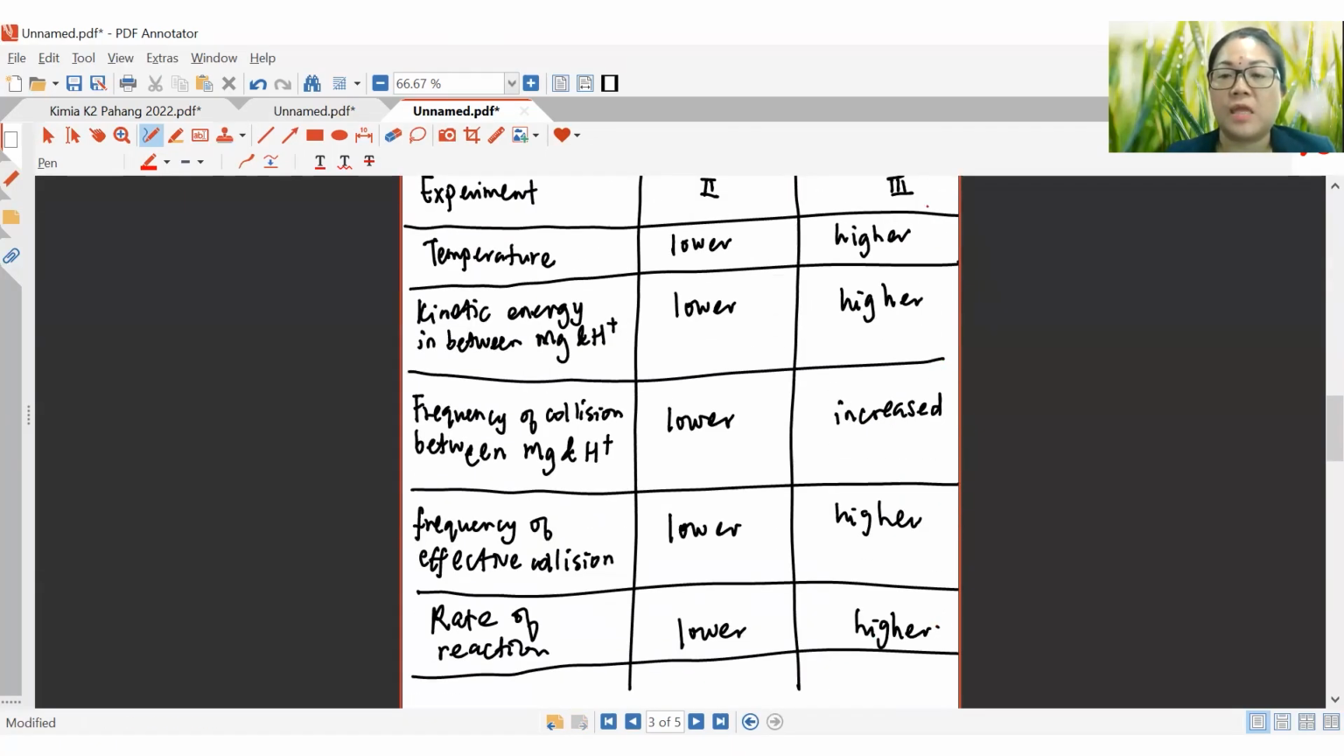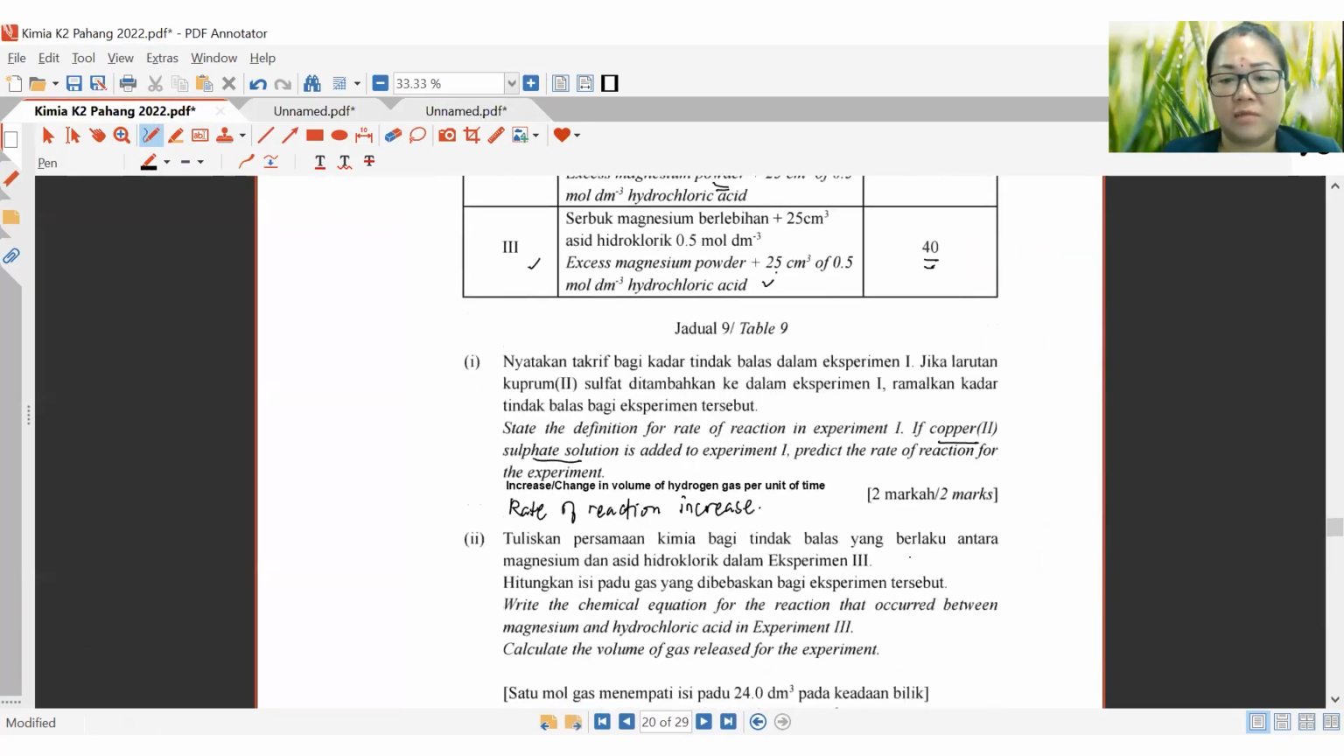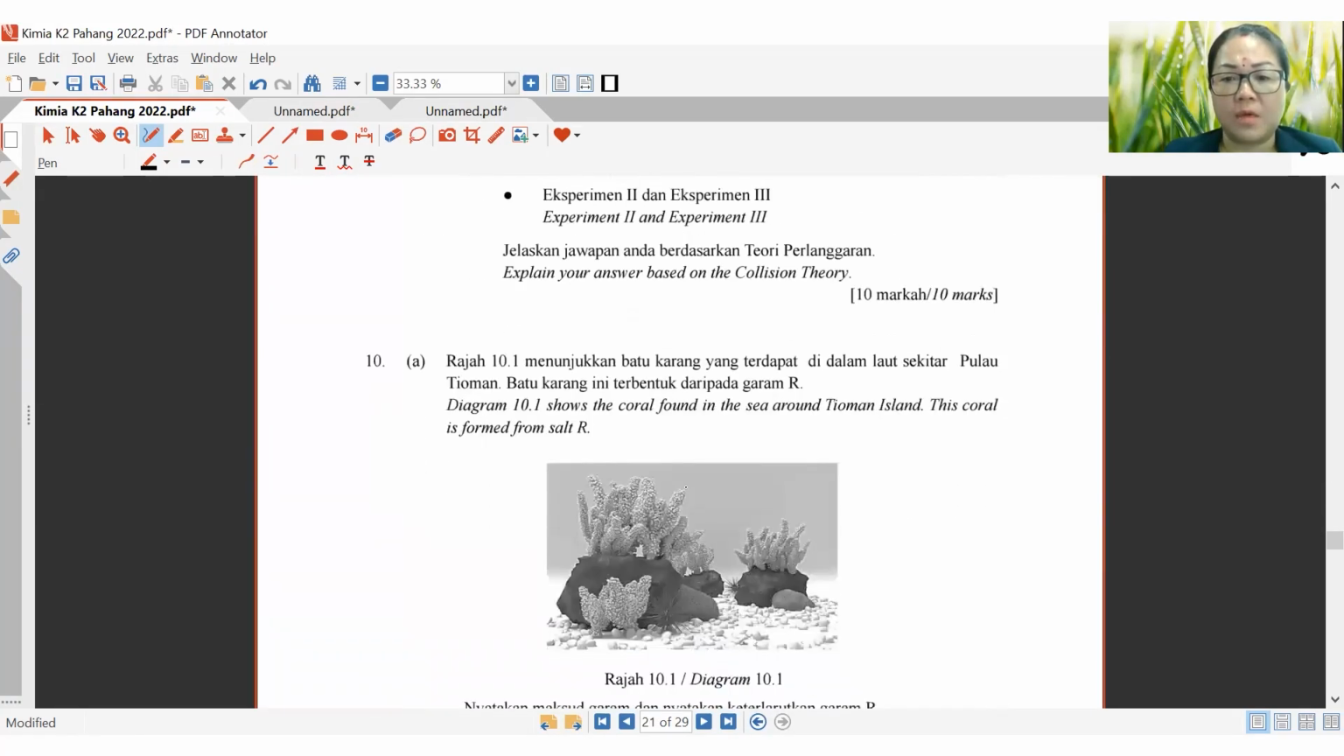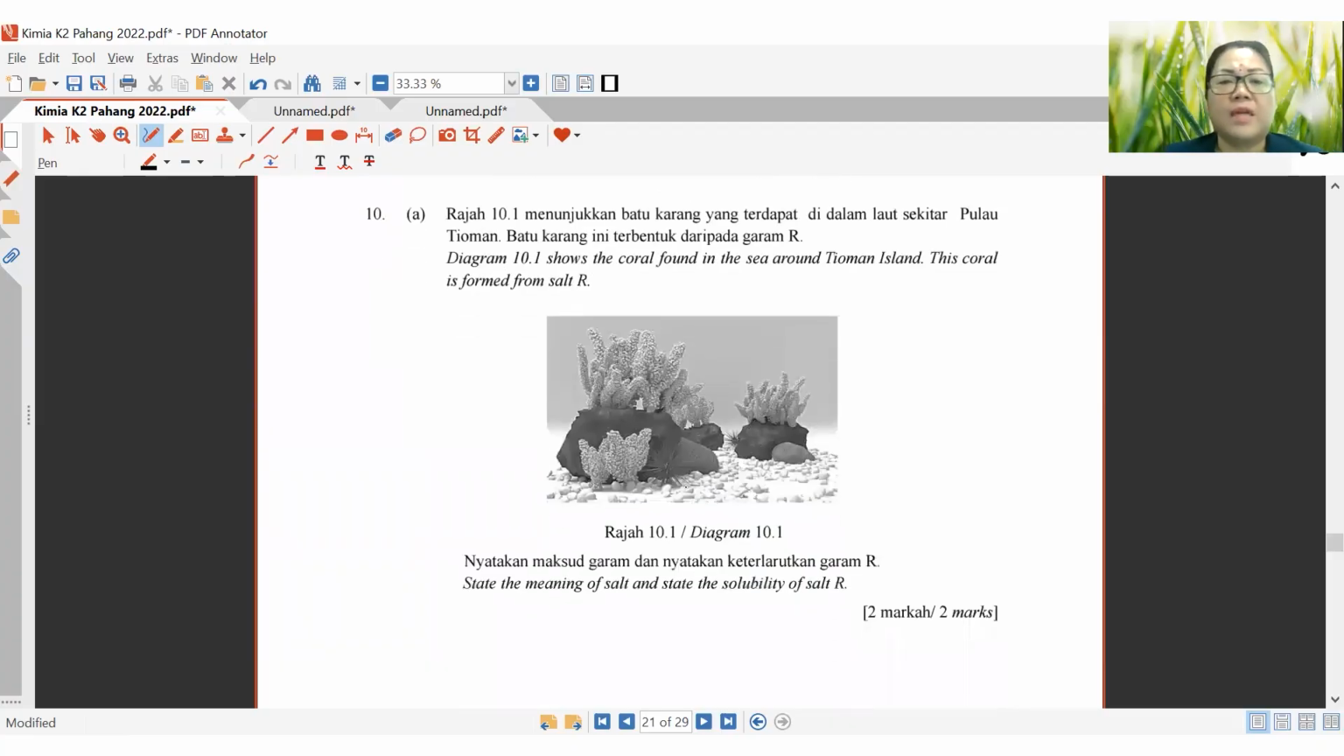Now the next one, temperature lower and higher 0.6, kinetic energy 0.7. And then frequency of collision and frequency of effective collision. As a result, rate of reaction becomes higher. So it's that easy to secure your 10 marks. All right, so that's for question 9. Now let us continue to question 10.